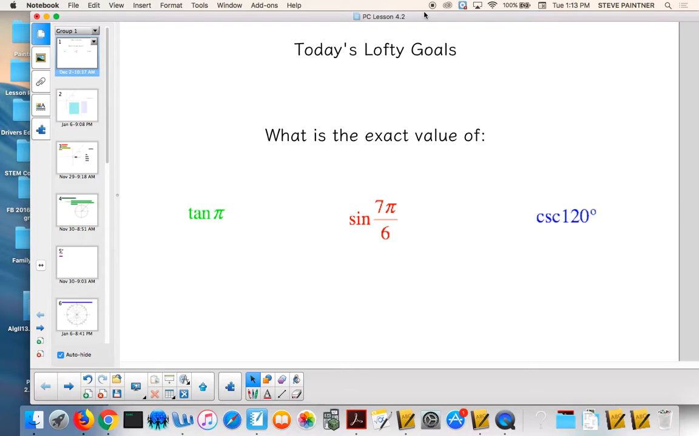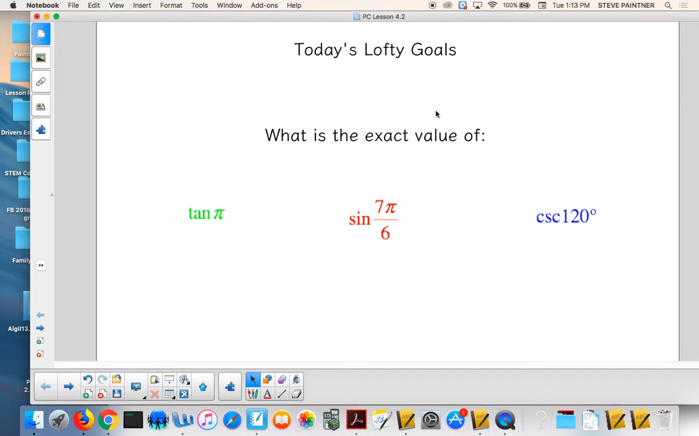All right, here are the goals today. Let's be able to do this when we're all done. What's tangent of pi? What's sine of 7 pi over 6? And what's cosecant of 120? These are today's goals, and I want you to give me the exact value.